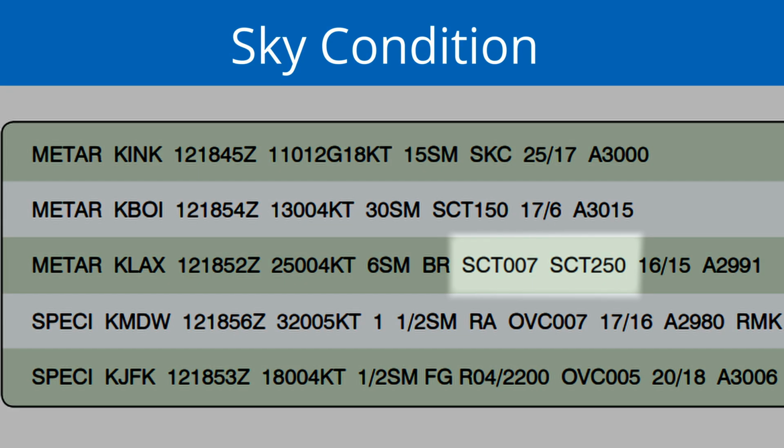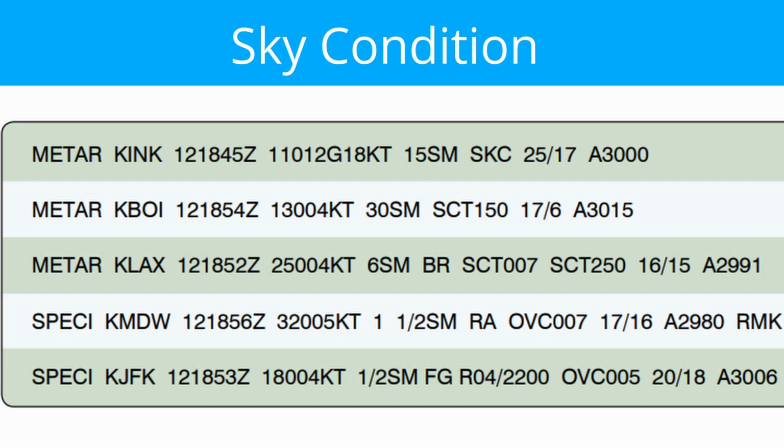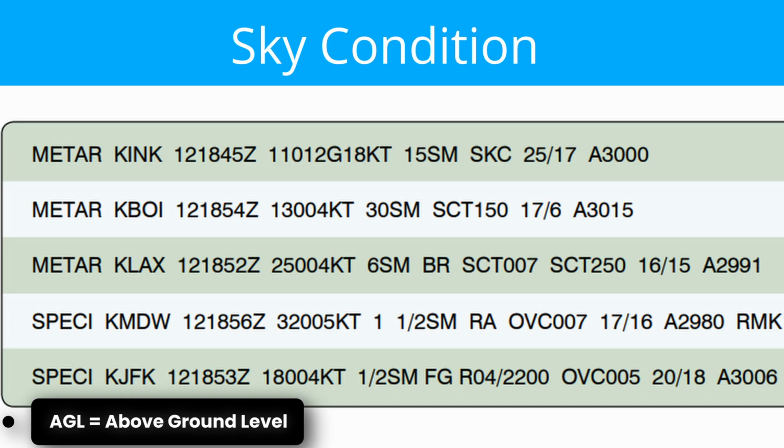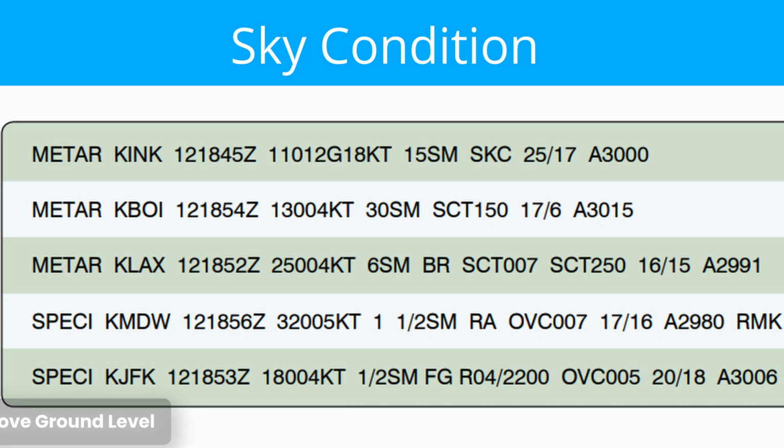If we look at the METAR, it shows SCT007, meaning there's a scattered layer at 700 feet, and SCT250, so there's another scattered layer above that at 25,000 feet. It's important to remember that the cloud height is in AGL, meaning it is giving you the distance they are above the ground at the airport.